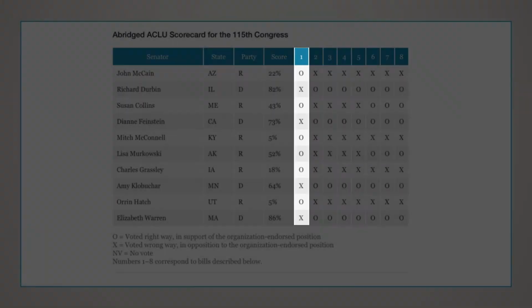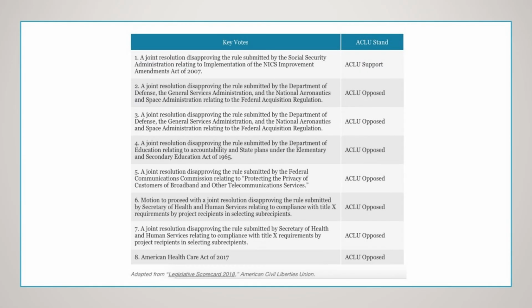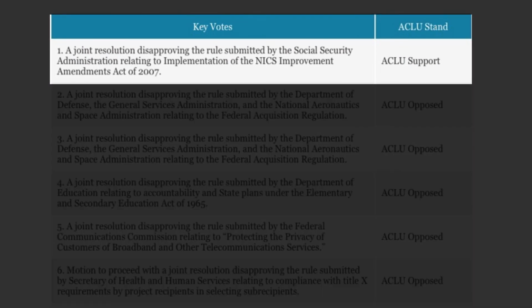So let's take this first bill for example. This was a bill that sought to repeal a rule that required the Social Security Administration to report disabled recipients to the Attorney General and for them to be added to the National Instant Criminal Background Check System. And the primary motivation here was to identify Social Security recipients who were deemed incompetent or suffer from mental illness as individuals who pose a threat or danger to themselves or others, and thus lacking the mental capacity to manage their own personal affairs. And all of this was done in order to potentially prohibit such individuals from purchasing or owning firearms. Now, the ACLU was in support of repealing this rule.